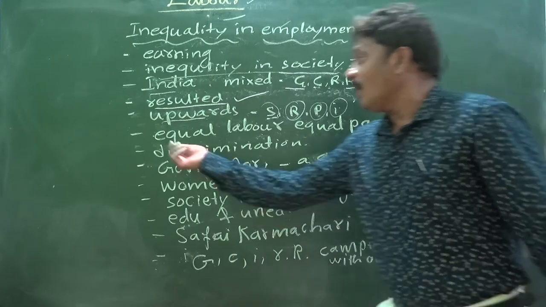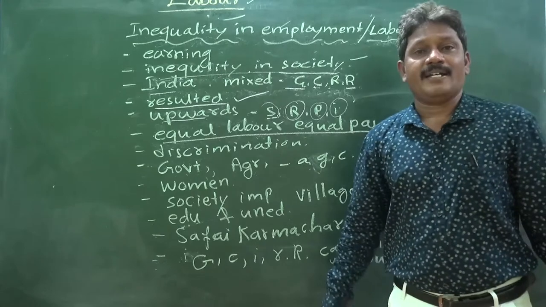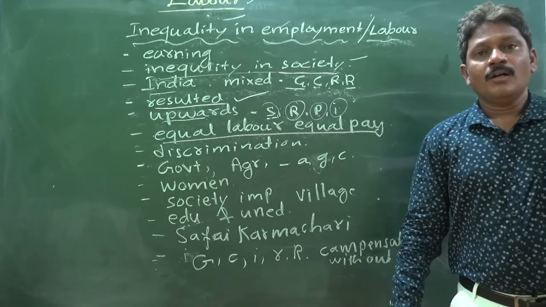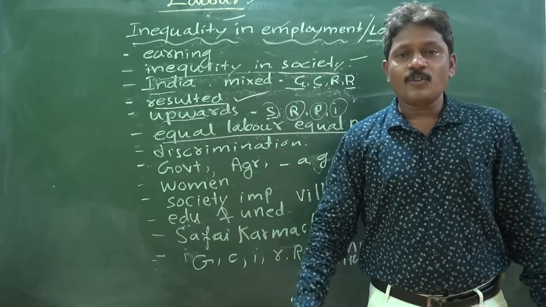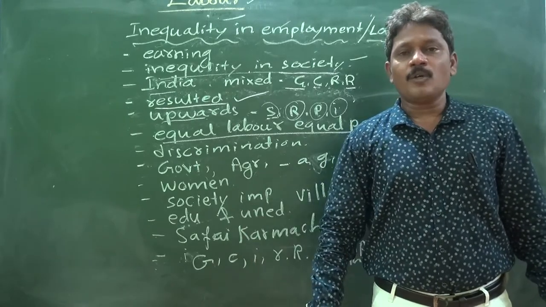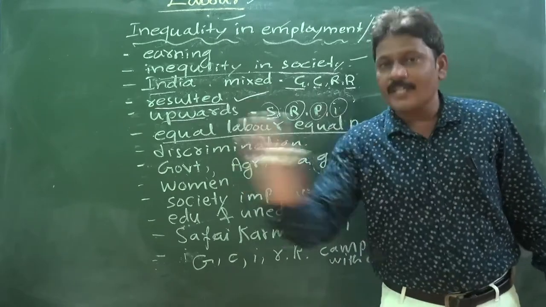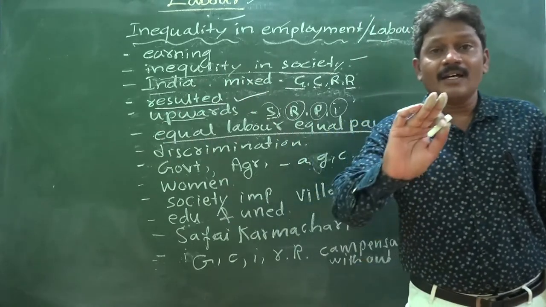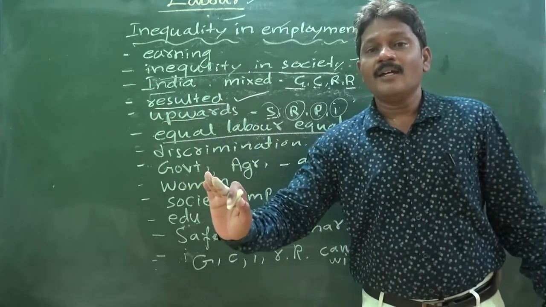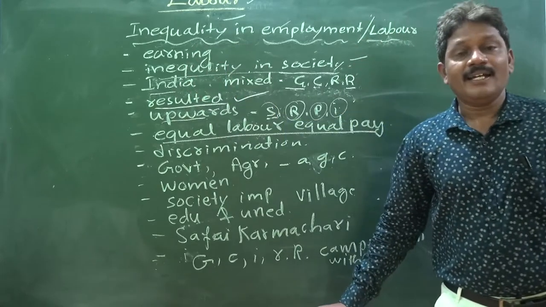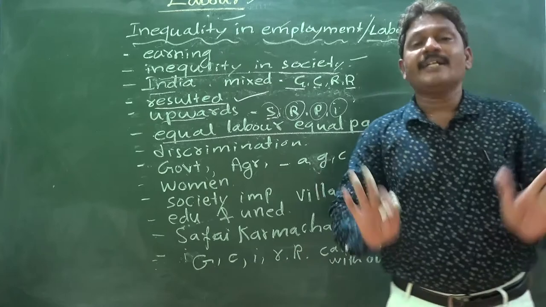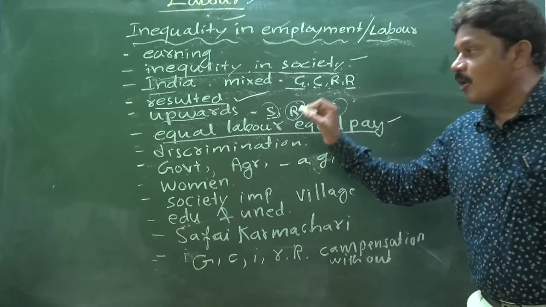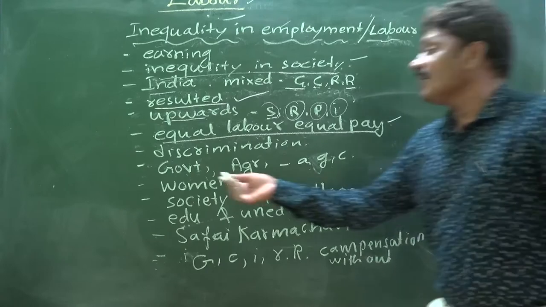And equal labor and equal pay is not in our society. Equal labor, equal payment is not there. The work is the same, the time is the same, the same amount of time, both given. But one person's salary is high, another person's salary is low. One person's wages are high, another person's wages are low. Why? That is created by discrimination. Equal labor and equal payment is needed in our society, in the world, but it is not possible. Discrimination is there.